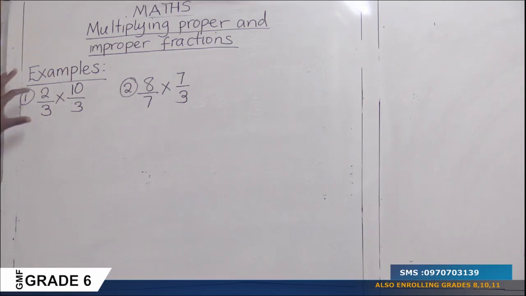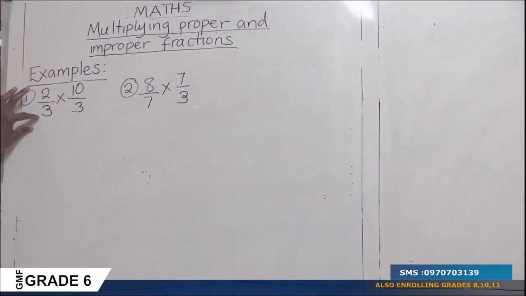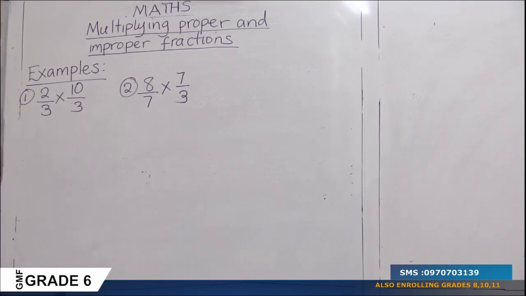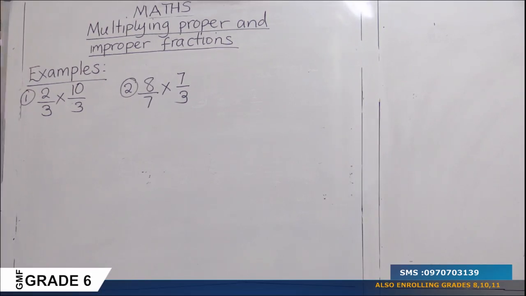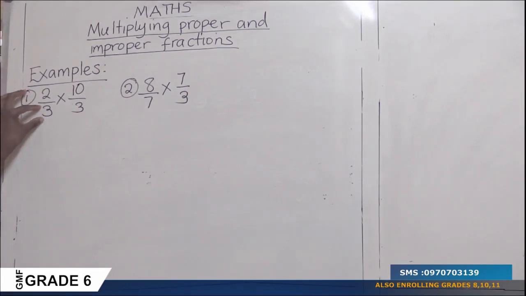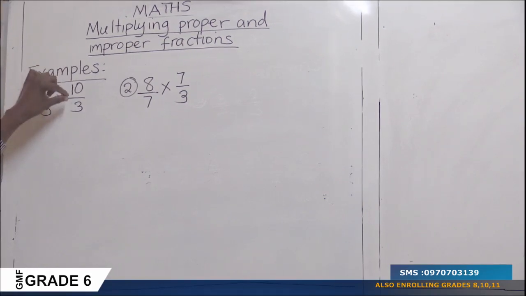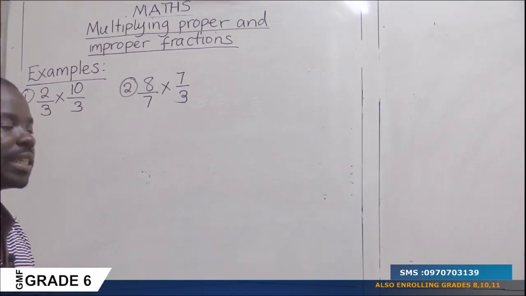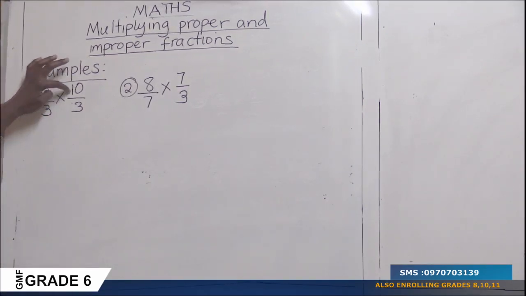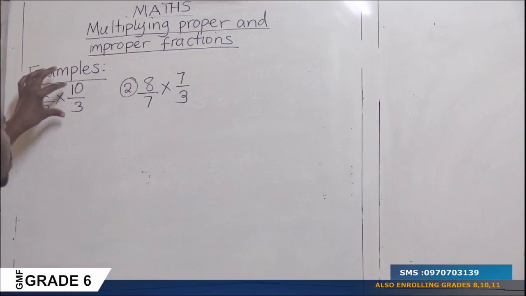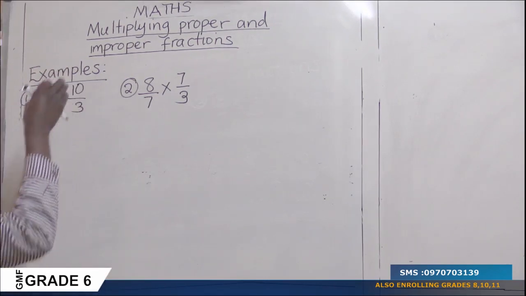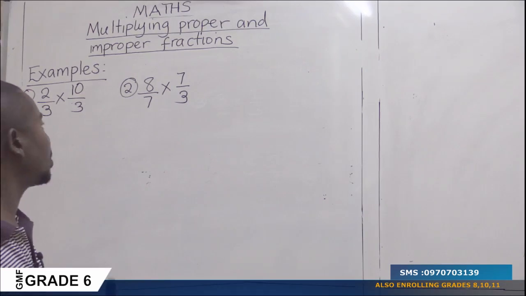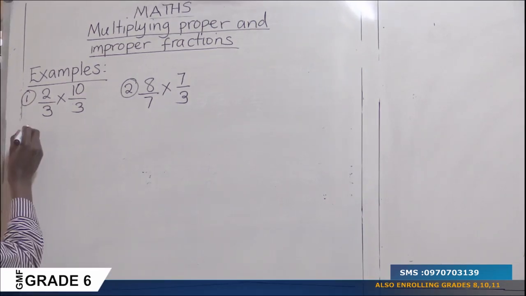So, boys and girls, if you look at 2 over 3, last time we said 2 over 3 is a proper fraction. Why? Because the numerator is smaller while the denominator is bigger. And 10 over 3 is an improper fraction, because the numerator is bigger and the denominator is smaller. So let's find the answers, boys and girls.